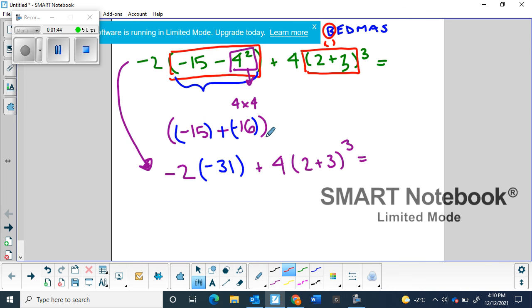And then we notice we still have a bracket we actually need to solve in. So this bracket around the negative 31, that's just to show that that 31 is negative. But here, we're going to box that out. That's actually something we have to solve. So 2 plus 3 is going to equal 5. And then we're going to rewrite everything again that's outside of the brackets.